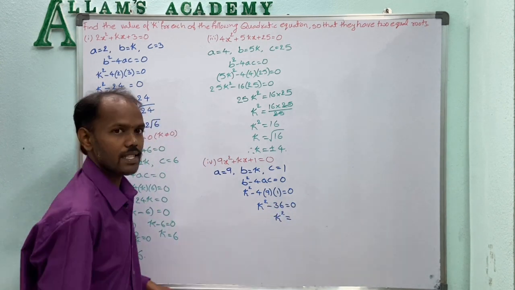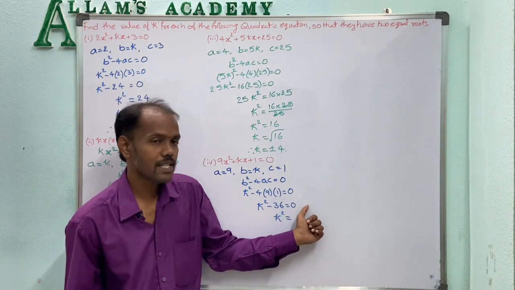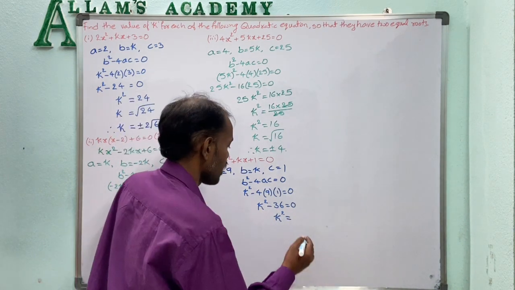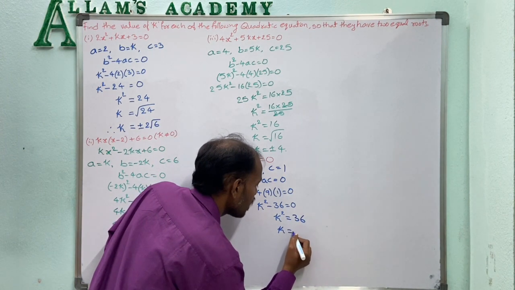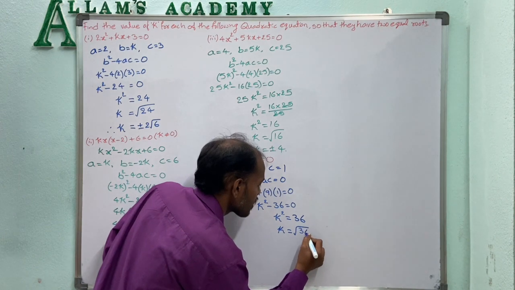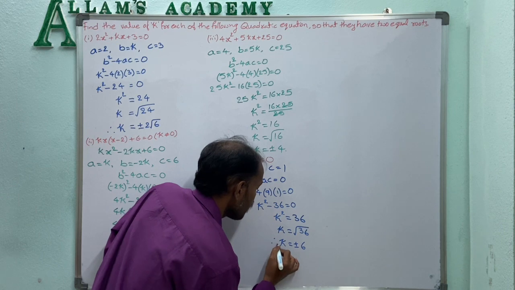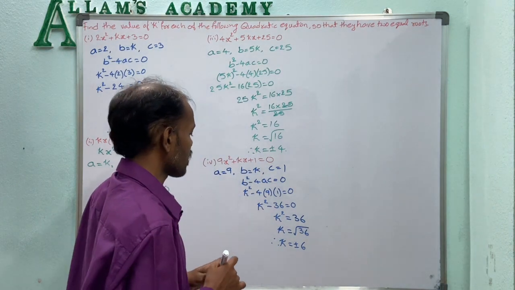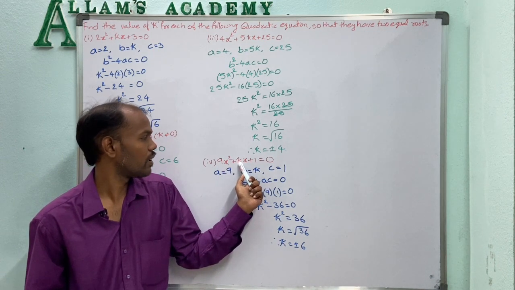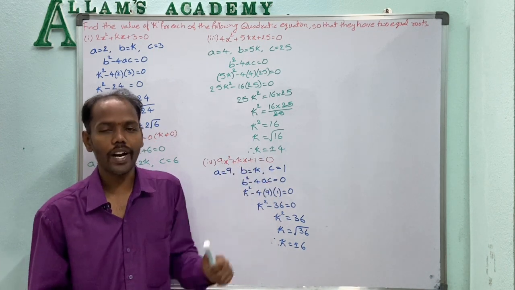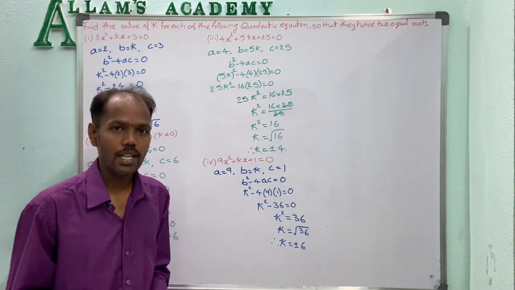Now this minus 36 transferring to the other side becomes plus 36. 0 plus 36 is nothing but 36 only. So k square equals 36, then k equals under root 36. Under root 36 is nothing but plus or minus 6. So the k value is plus or minus 6. Then the quadratic equation 9x square plus kx plus 1 equal to 0 has two equal roots when k equals plus or minus 6.